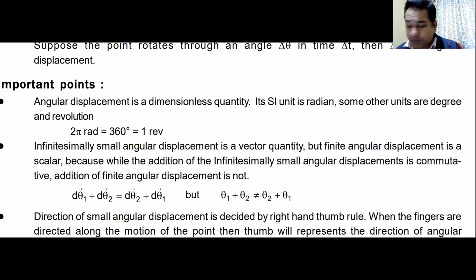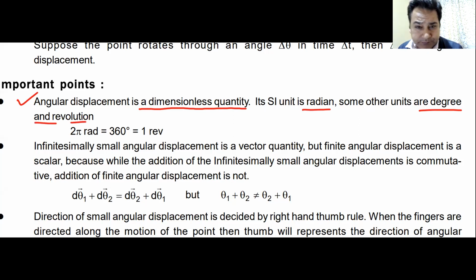I hope you have noted this down. Now, the important points about angular displacement that you must remember. The first point is angular displacement is a dimensionless quantity. SI unit is radian. Some other units are degrees and revolution. 2 pi radians is 360 degrees. That is equal to 1 revolution. Everyone knows this. It is not difficult to understand.